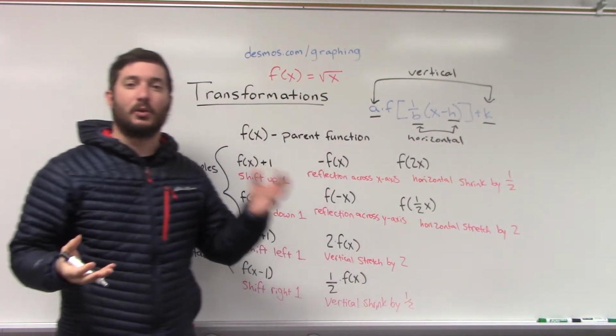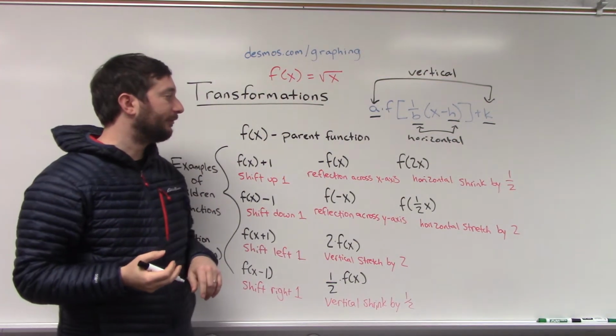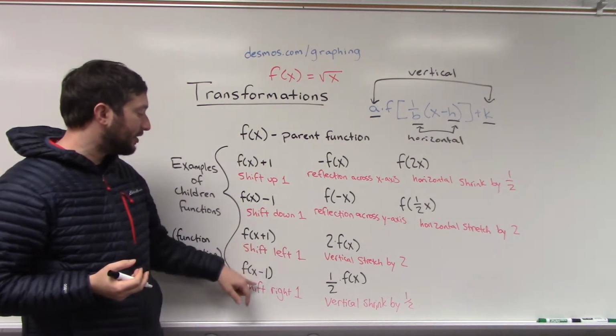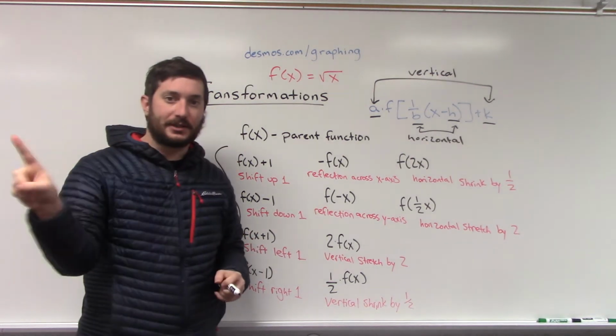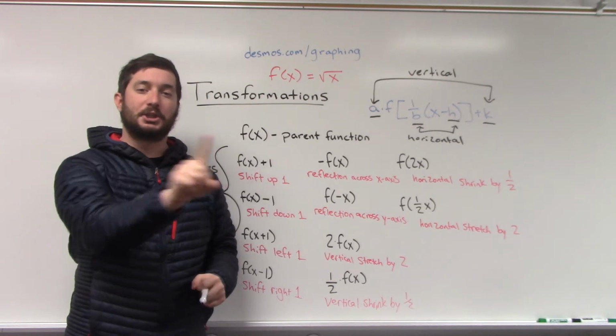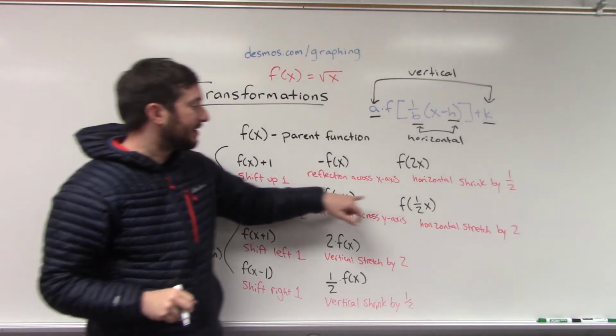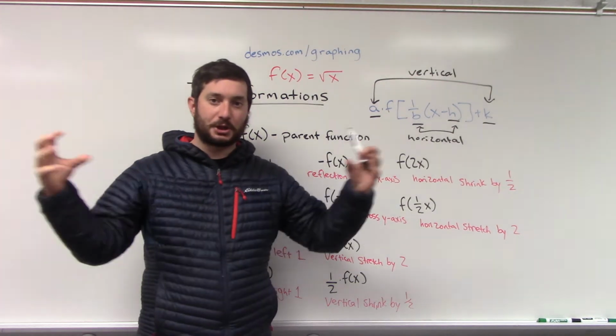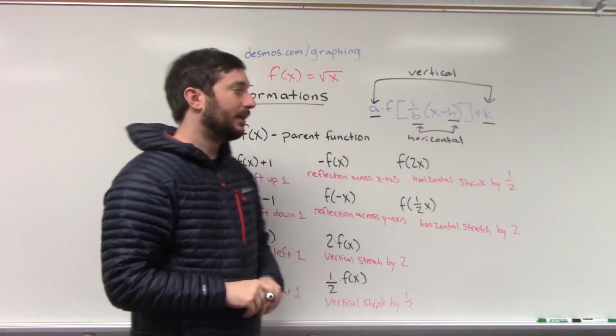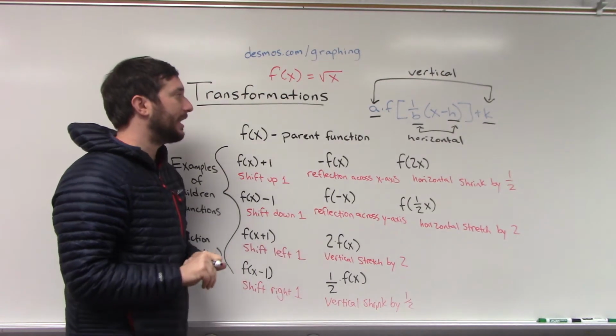Either movement or stretching or shrinking or reflecting. So adding or subtracting inside moves the graph left or right. It doesn't change shape, but it changes the starting point of the graph. Versus if you multiply inside, it's going to stretch or shrink horizontally or flip horizontally, depending on if you have a negative or not.